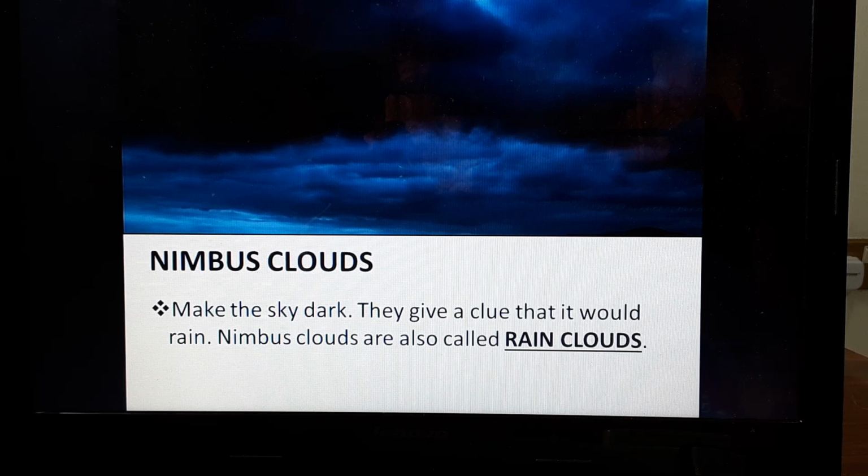The nimbus clouds make the sky dark. It's just like it's already 6 p.m. or 7 p.m. They give a clue that it would rain. Nimbus clouds are also called rain clouds. That's why you need to bring your umbrella and the raincoat. And kids cannot play outside. So I don't like the nimbus clouds.